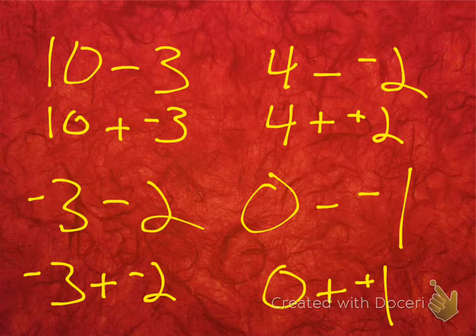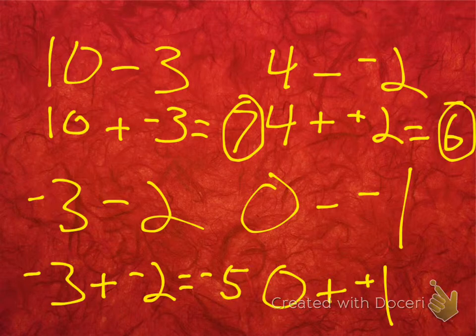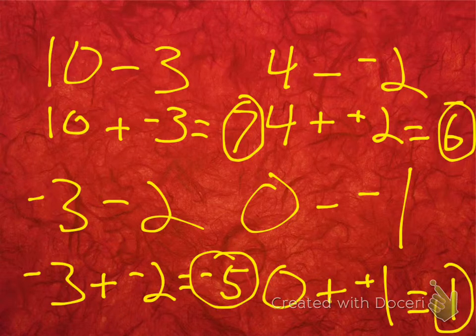So, just for fun, 10 plus a negative 3. Signs are different, so we subtract and get a 7. The larger number was positive, so my answer is positive. 4 plus 2. It's just 6. Both of them were positive, so we add and keep the sign. Negative 3 plus negative 2. Signs are the same, so we keep the sign and add and get negative 5. 0 plus 1 is just 1. See how that works? Alright. That is addition and subtraction.